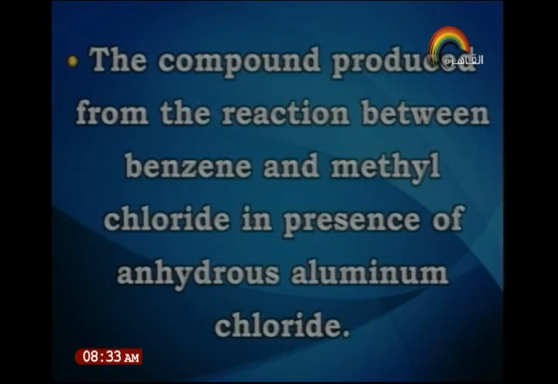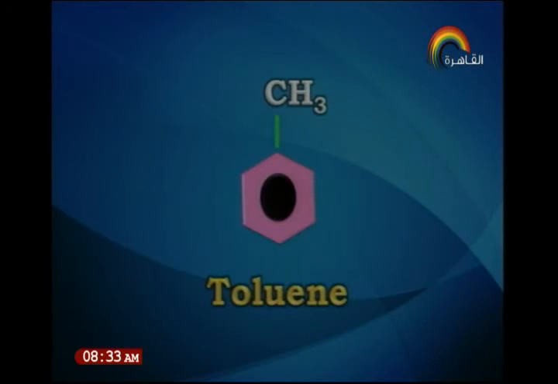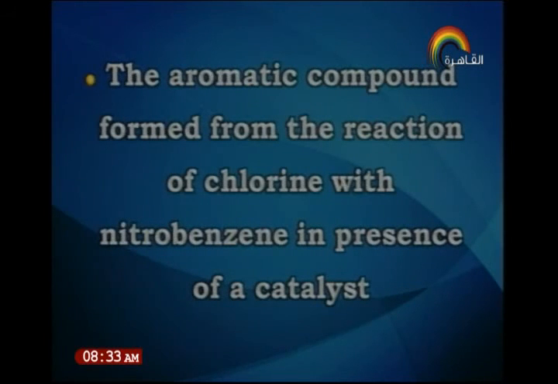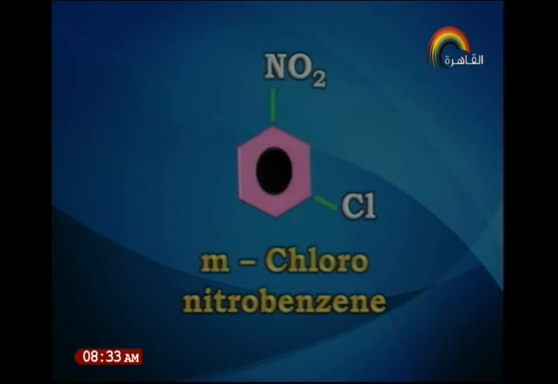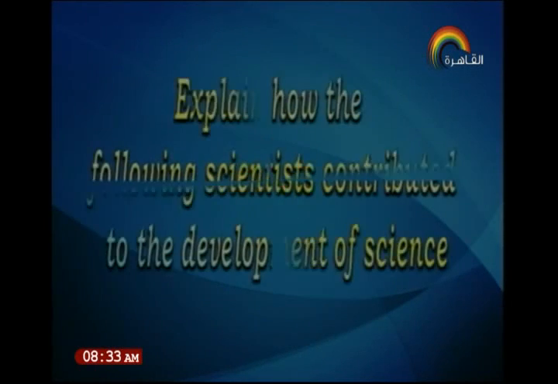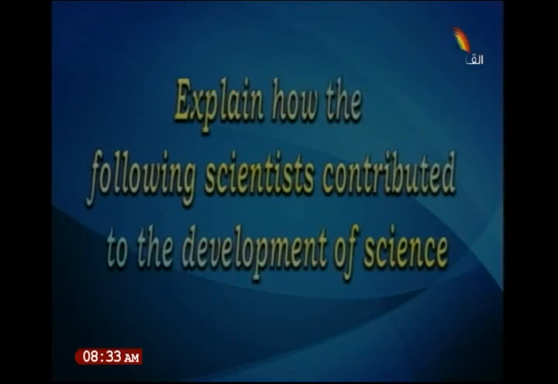The compound produced from the reaction between benzene and methyl chloride in the presence of anhydrous aluminum chloride. As shown on the screen, it will be toluene, as benzene attached to methyl group. The aromatic compound formed from the reaction of chlorine with nitrobenzene in the presence of catalyst will be metachloronitrobenzene.